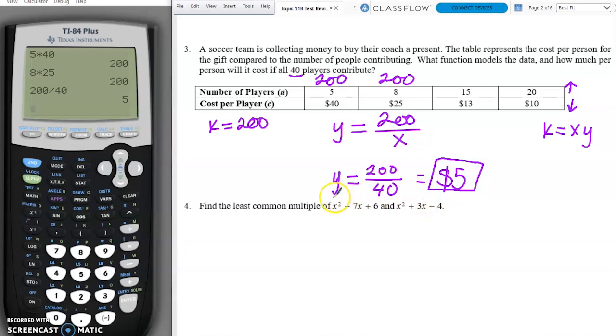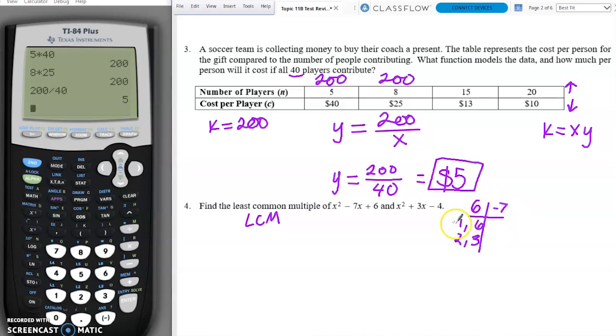Okay. Now moving on to number 4. For this one, we're finding our least common multiple, our LCM, of x squared minus 7x plus 6 and x squared plus 3x minus 4. So to find our LCM, we have to first start by factoring both of these trinomials. So since I have an a value of 1 on both of these, I can use a t-chart to factor both of these. So to factor the first one, I'm going to factor 6, looking for a sum of negative 7. So I have factors 1 and 6, 2 and 3.